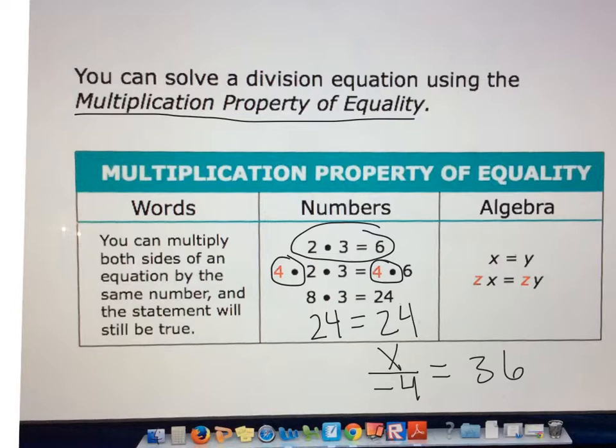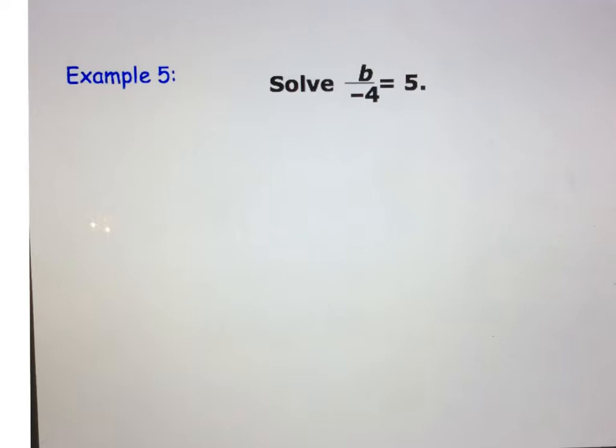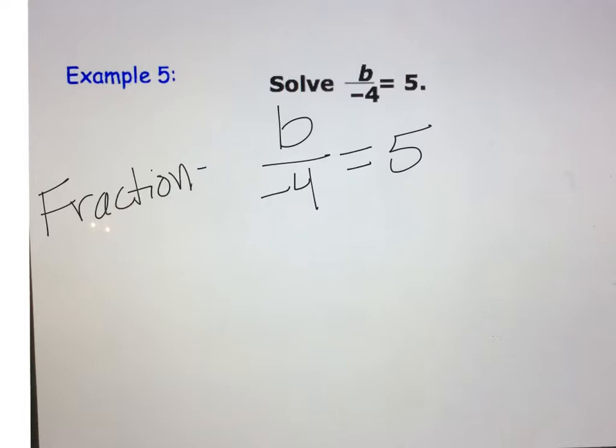In this case, x is being divided by negative 4, and we would use the multiplication property of equality to solve this equation, which we'll see in the next example. So, in our next example, we have the variable b written in a fraction over negative 4, and that is equal to 5. Remember, a fraction is the same as a division problem.